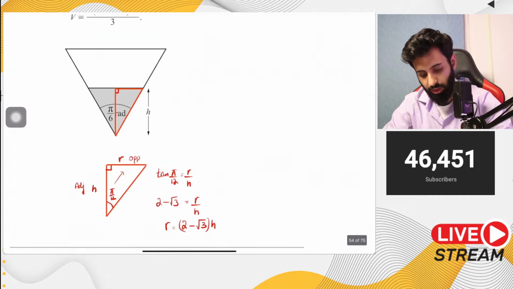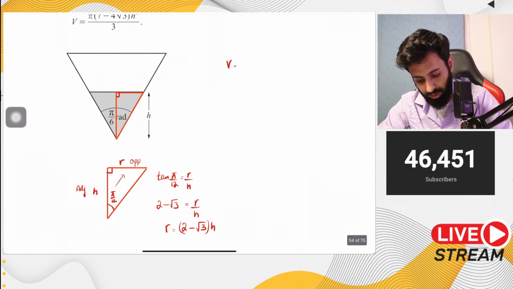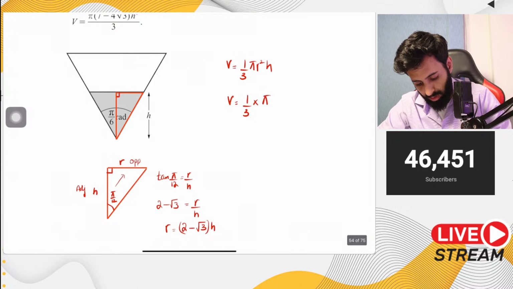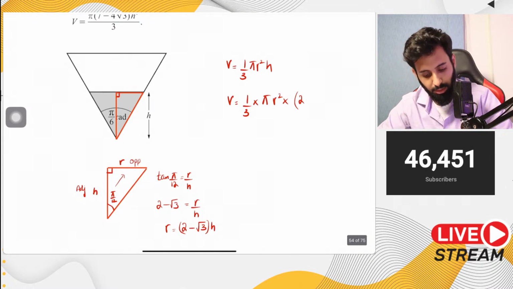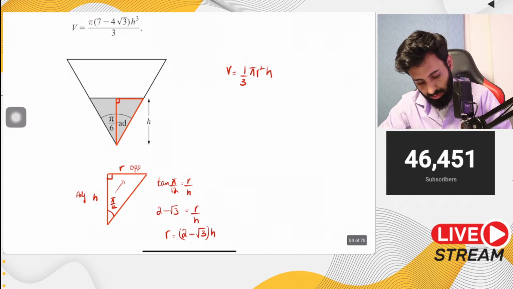Now how do you find out the volume of a cone? Volume of a cone is nothing but 1 upon 3 pi r square h. So volume of this cone is going to be 1 upon 3 into pi r square into h, and in place of h we will have 2. Actually, wait a minute. We're supposed to do it in terms of h. Okay, my bad. So since we're supposed to do it in terms of h, here's what we're going to do.